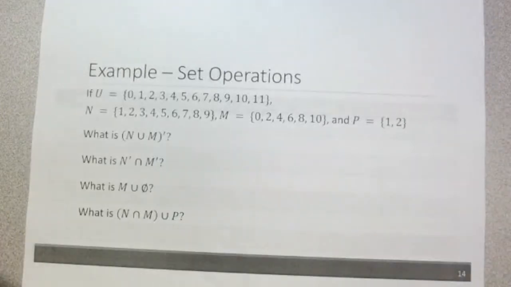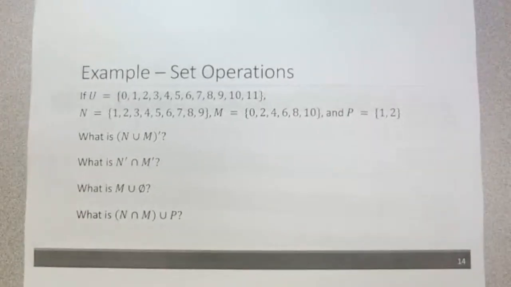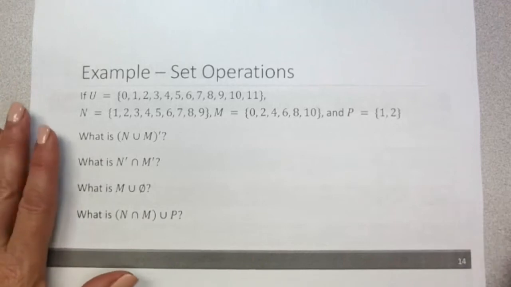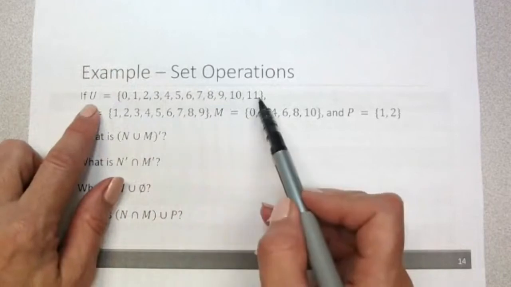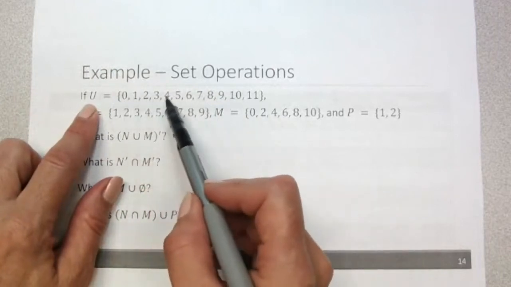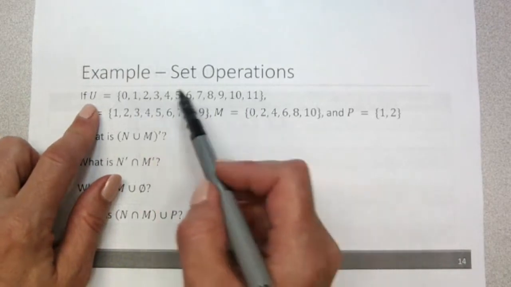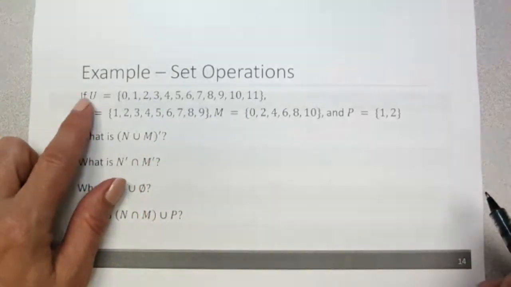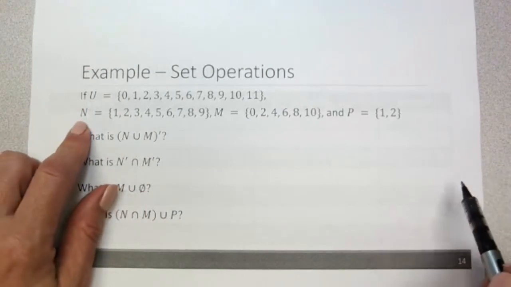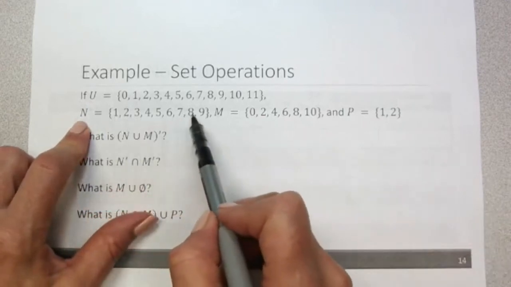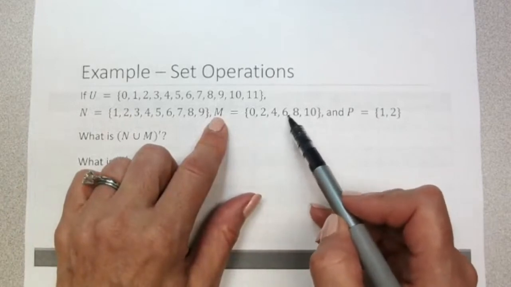All right, so let's look at one more example combining some of these set operations. Here we have the universal set that's defined as 0, 1, 2, 3, 4, 5, 6, 7, 8, 9, 10, and 11. We're looking at all the integers 1 through 11, and 0 is in there too. There's our universal set. Set n, as before, is defined as 1, 2, 3, 4, 5, 6, 7, 8, 9. Set m, our same set that we've been working with, is 0, 2, 4, 6, 8, and 10.